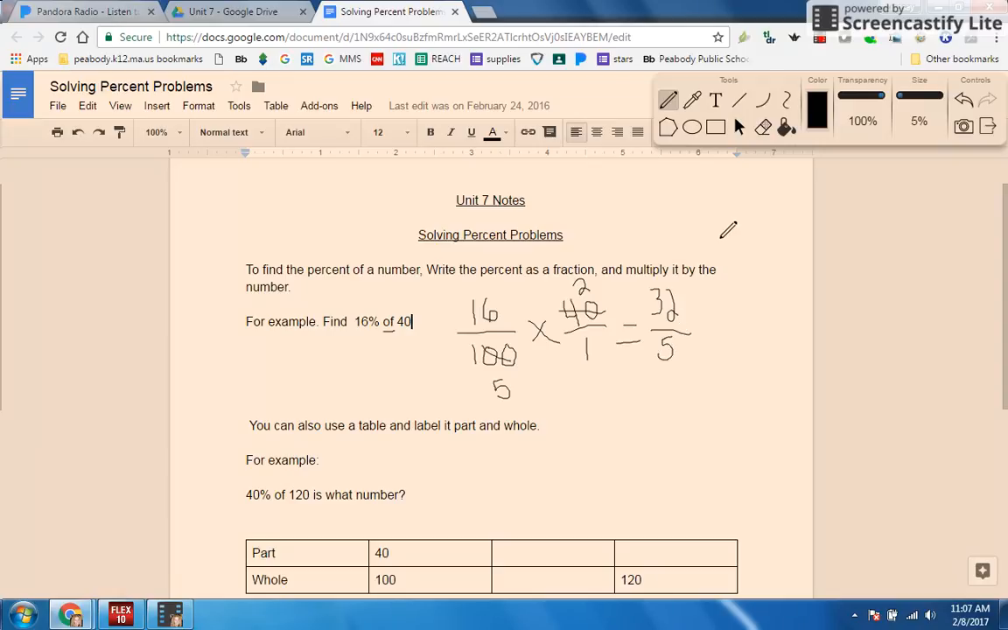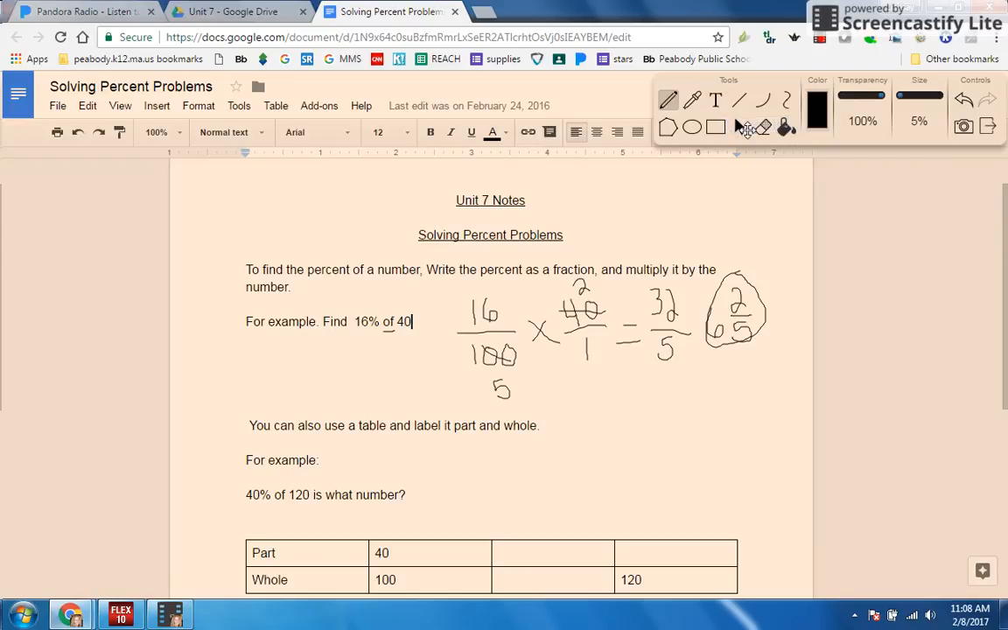You can leave it as a proper fraction or you can make it a mixed number. When we do ones involving money, it's going to make more sense to make it a mixed number. So I'm just going to do that. 5 goes into 32 6 whole times, which is 30, and I'd have 2 left over. The denominator stays the same. So that means 6 2/5 is not a percent, but that is what 16% of 40 is. Okay? Another way to do this is you can do a chart.